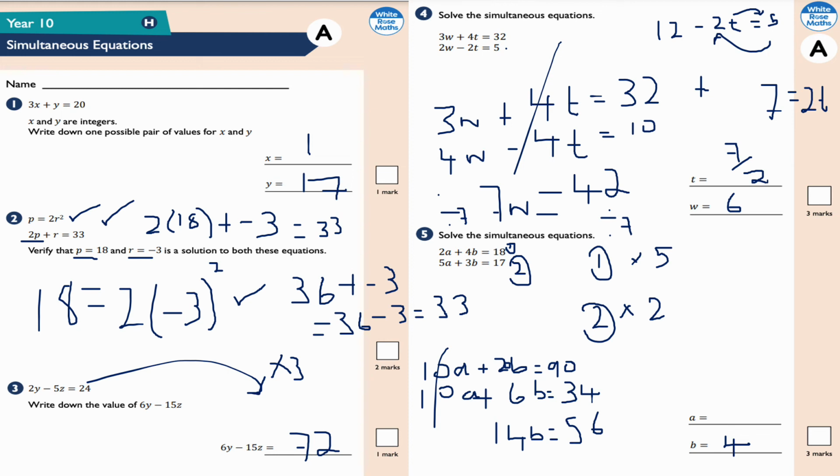If b equals 4, then I'm going to have 2a plus 16 equals 18. Subtract the 16 on both sides, divided by 2, gives me the answer of a is equal to 1. Because 2a equals 2, and then dividing it by 2, I get that a is equal to 1.